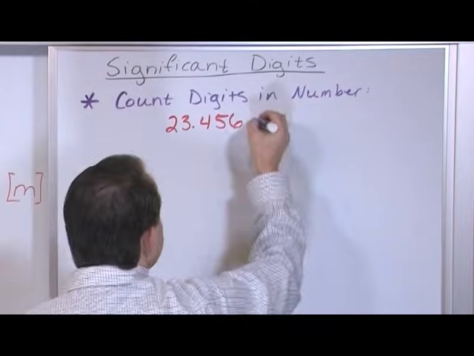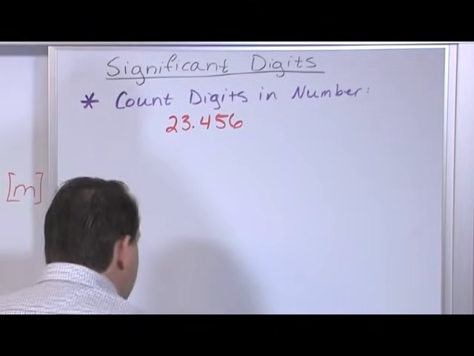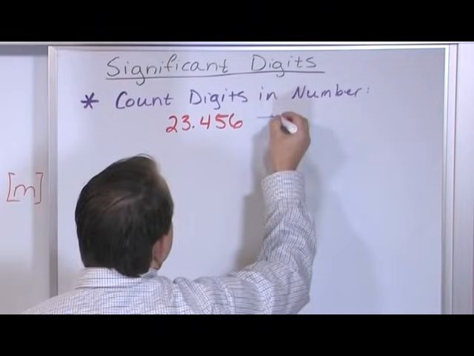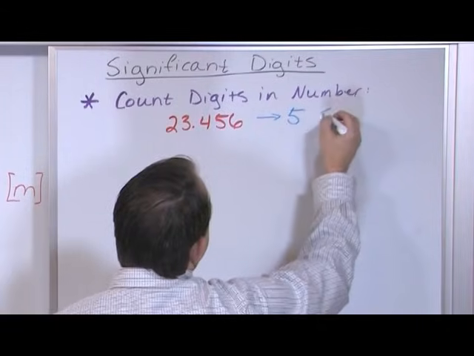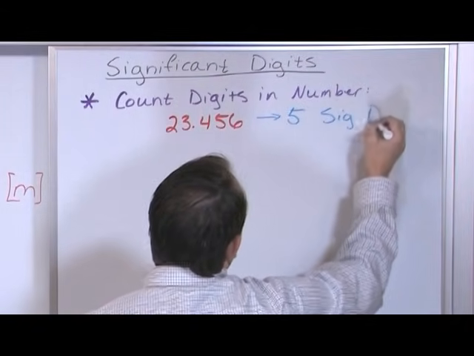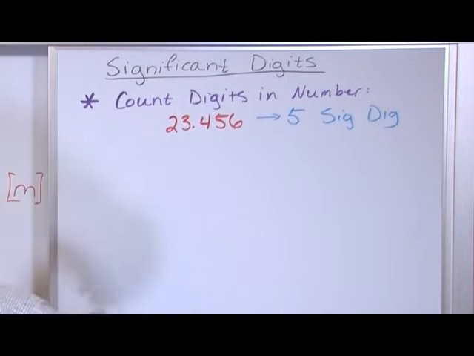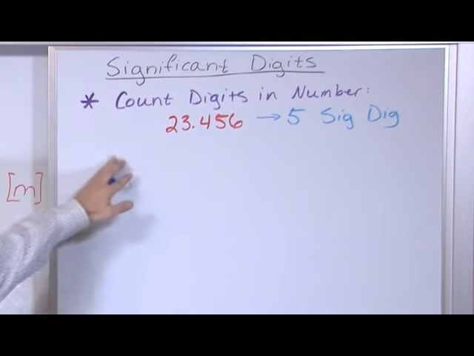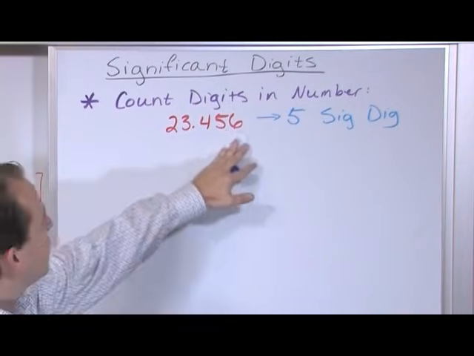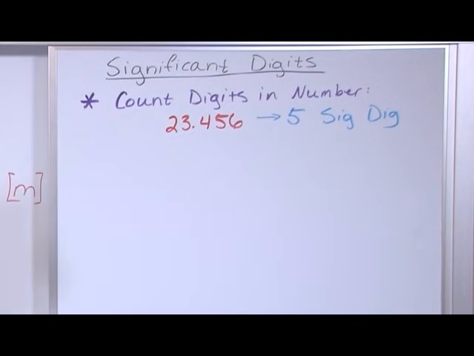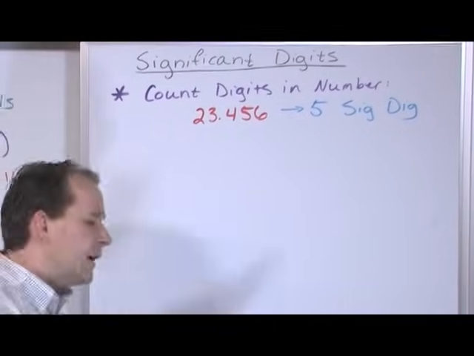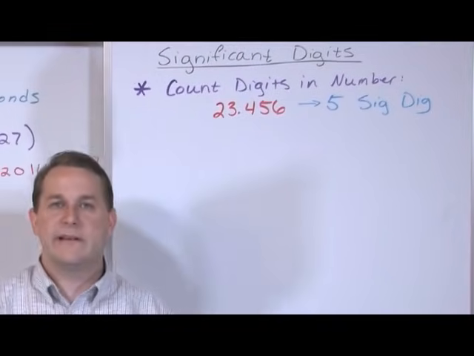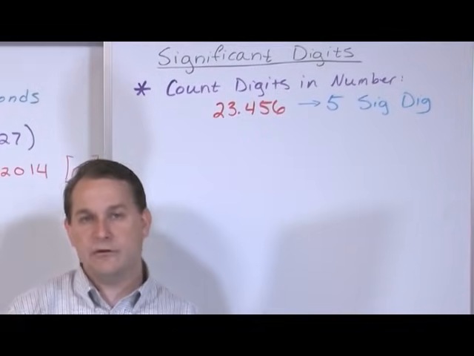Let me go ahead and put it like this, just to make it absolutely clear. This is 5 significant digits. 1, 2, 3, 4, 5. So congratulations, you've already successfully counted significant digits in a real number. So it's not that difficult. What you're really going to be doing most of the time when you're doing this significant digit stuff is just counting the digits in your numbers.